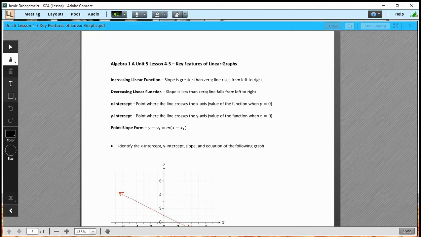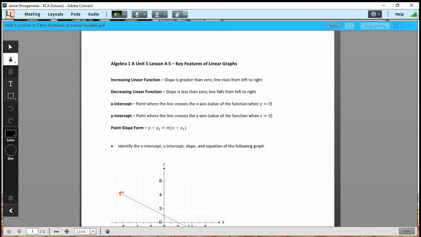All right, then the next two concepts we touched on in our last lesson, x-intercept, y-intercept. X-intercept is going to be the point where that line crosses the x-axis. And we would also say that it's the value of the function when y equals 0. So x-axis, y equals 0, or x-intercept. Y-intercept, that's going to be the point where our line crosses the y-axis. And so when x equals 0, the value of the function is going to be that y-intercept. So that's a little bit of review.